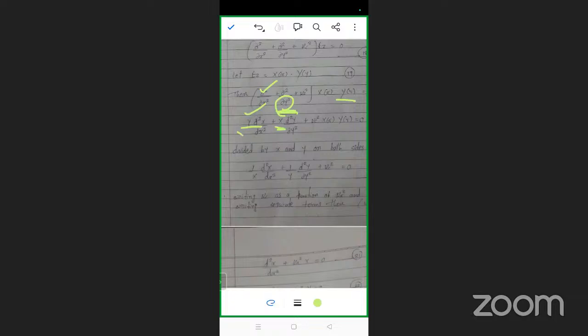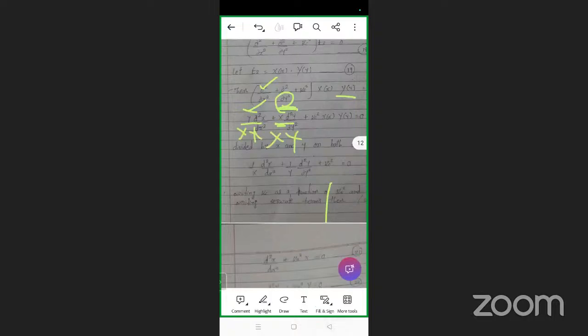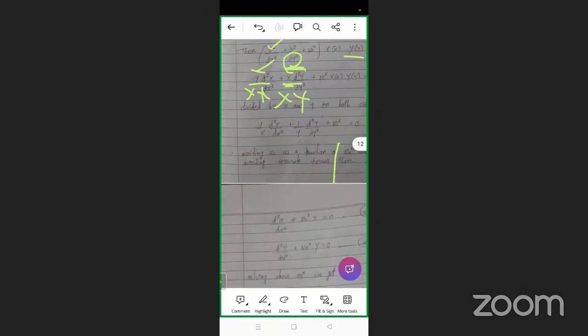Divide with xy. Here you write xy, and this side also you write xy. So what will we get? Y is cancelled and only x is left: 1 by x times d square x by dx square. Next, here y is there and x is cancelled: 1 by y times d square y by dy square plus kc square equal to 0. From this, kc square is equal to the d square x by dx square term.